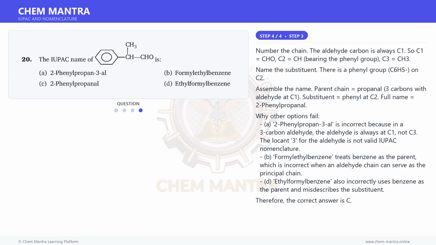Assemble the name. Parent chain is equal to propanal, 3 carbons with aldehyde at C1. Substituent is equal to phenyl at C2. Full name is equal to 2-phenylpropanal.